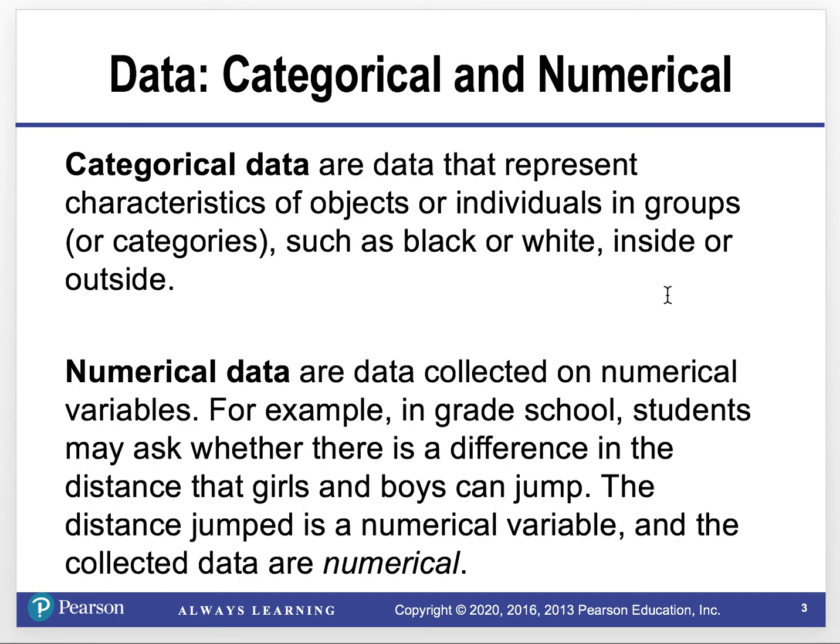as opposed to numerical data that are numbers. For example, in grade school, students may ask whether there's a difference in the distance that boys and girls can jump. The distance jumped is a numerical variable, and the collected data are numerical. So numerical numbers, categorical non-numbers.